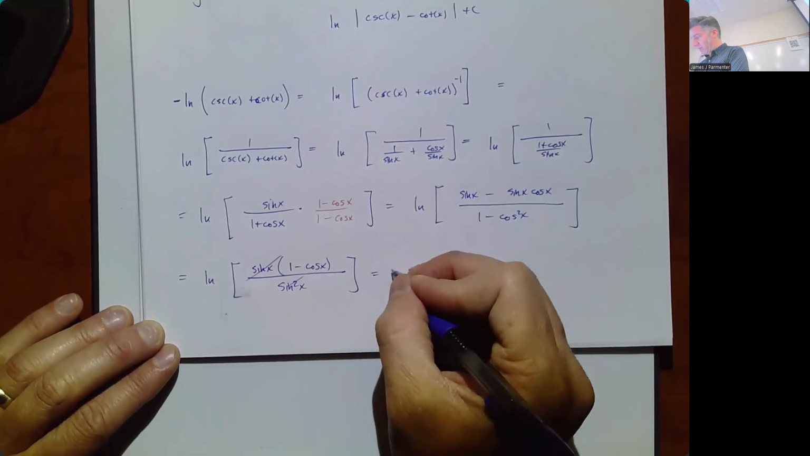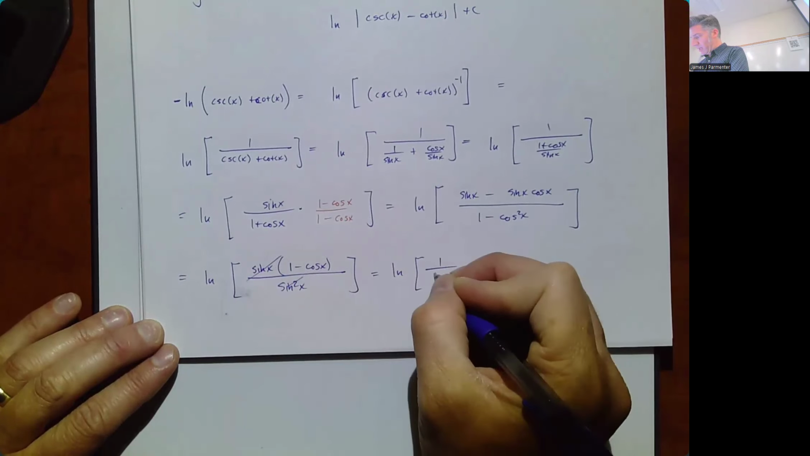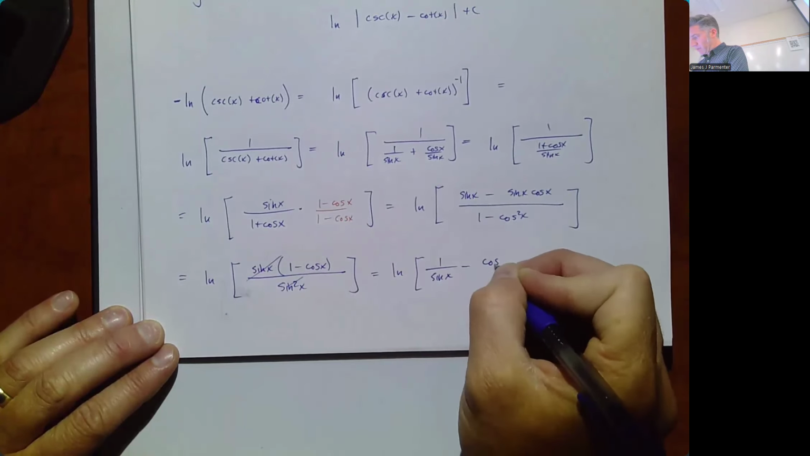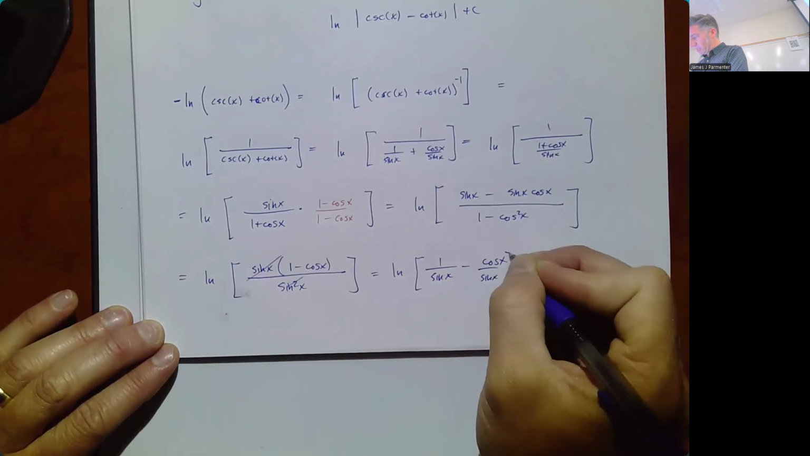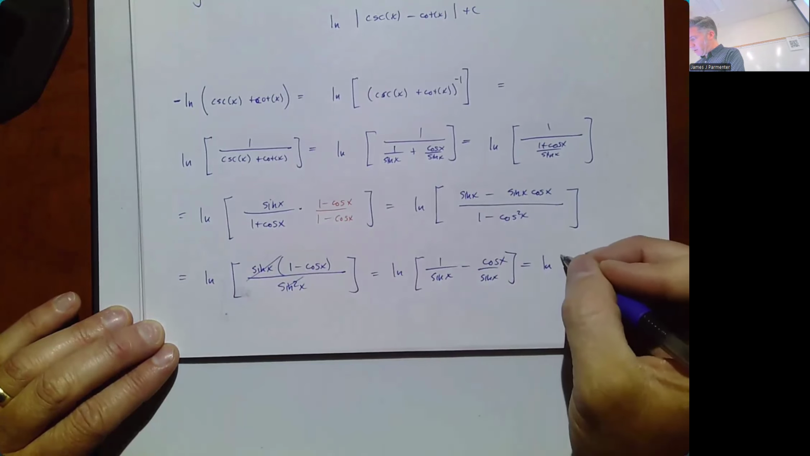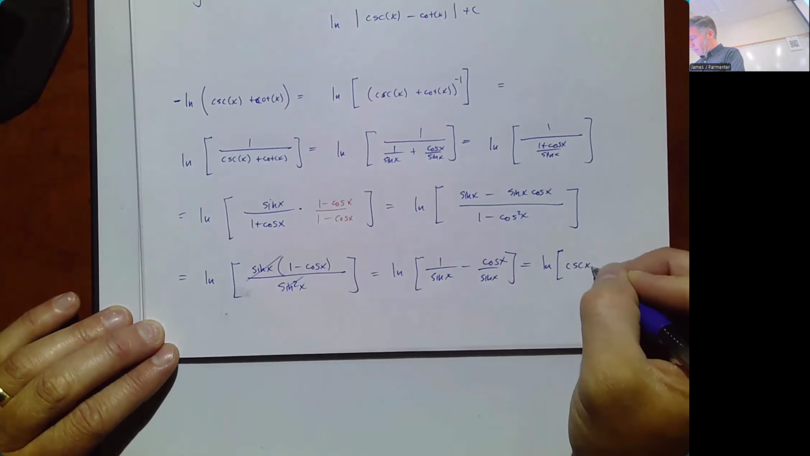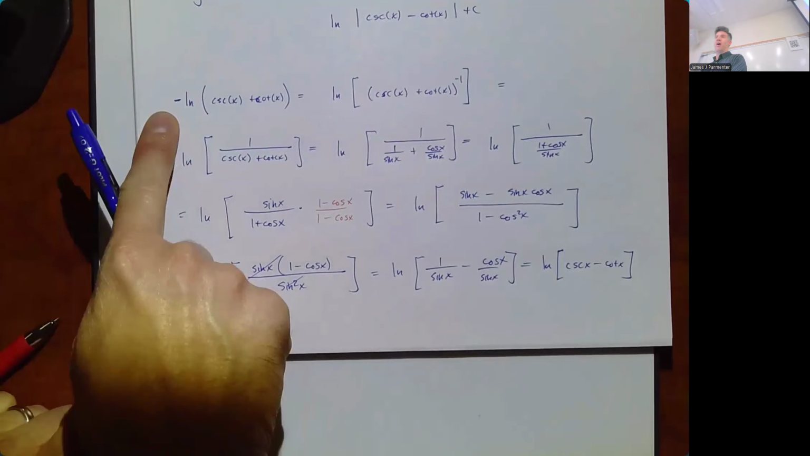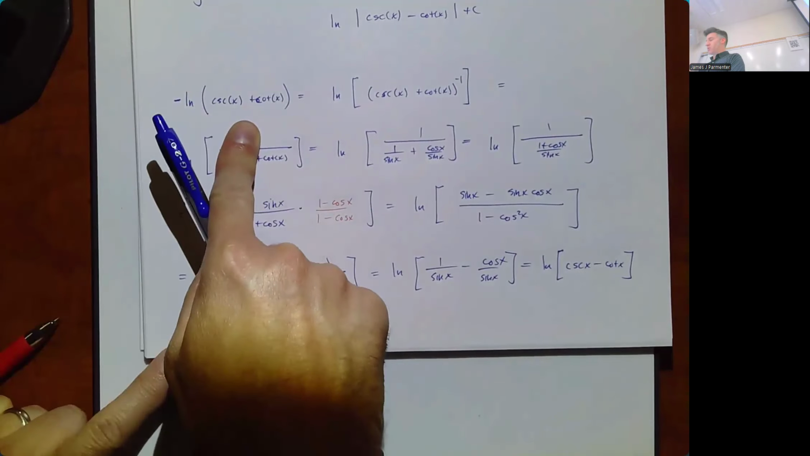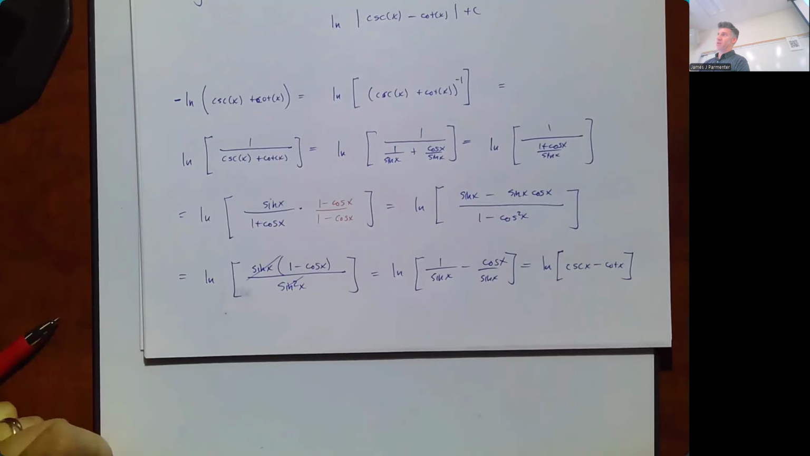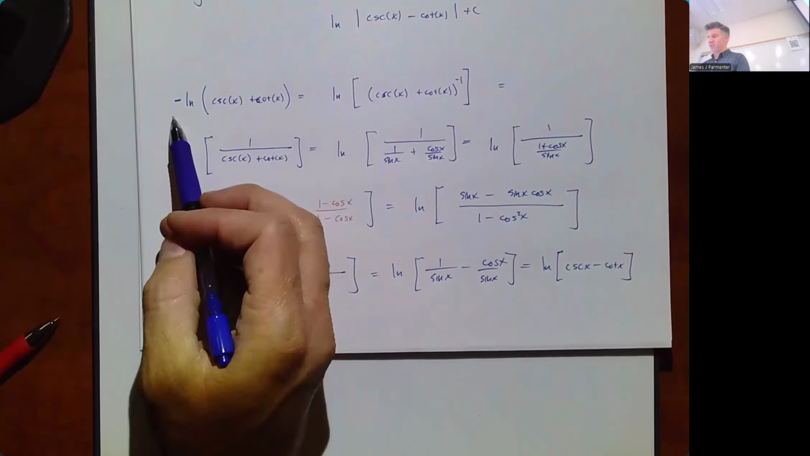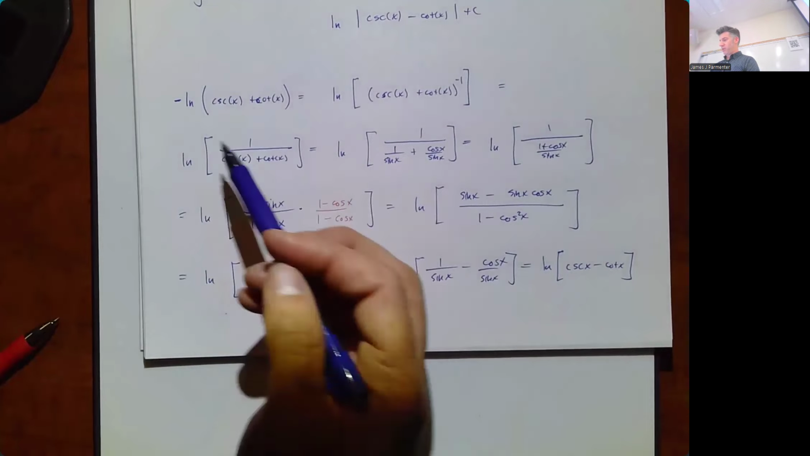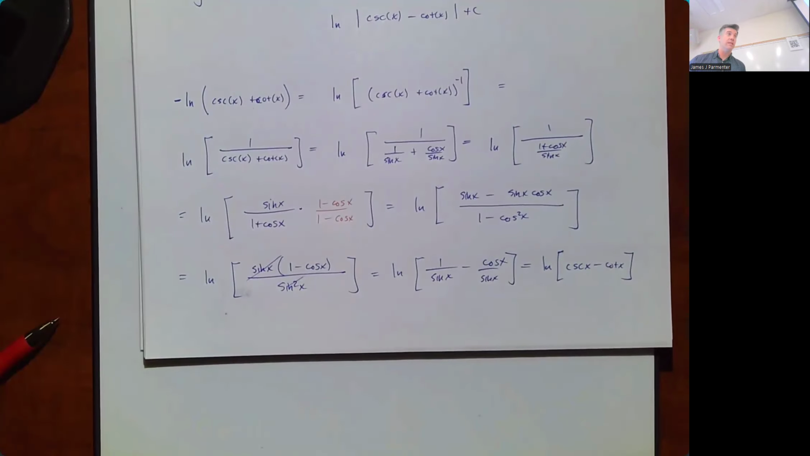And now we've got the natural log of 1 over sine minus cosine over sine, which, hey, is exactly the natural log of cosecant of x minus cotangent of x. And that's how you show that the negative natural log of cosecant plus cotangent is equal to the positive natural log of cosecant minus cotangent. It feels like they shouldn't be the same, because it feels like you're changing the sign, but really there's a lot of work that goes into seeing they're actually the same.